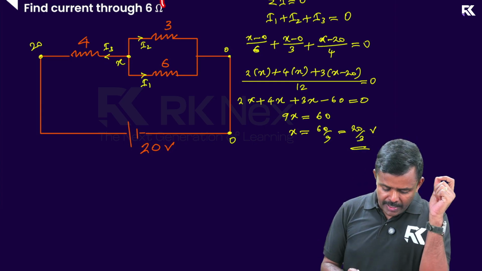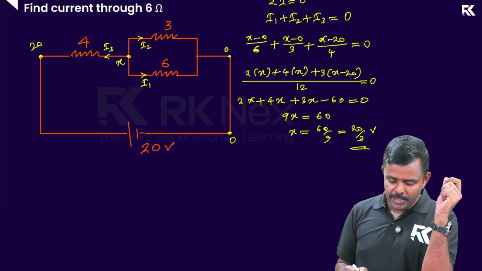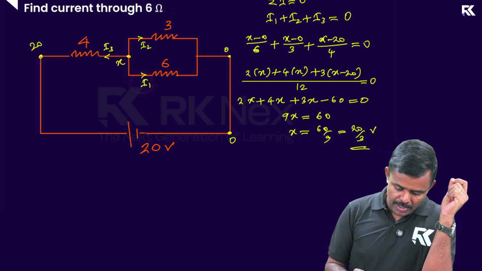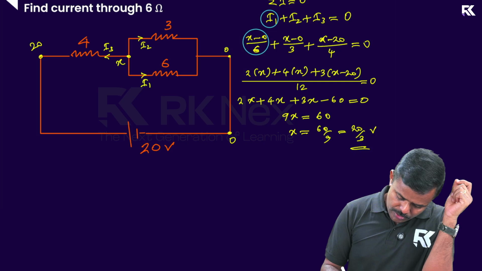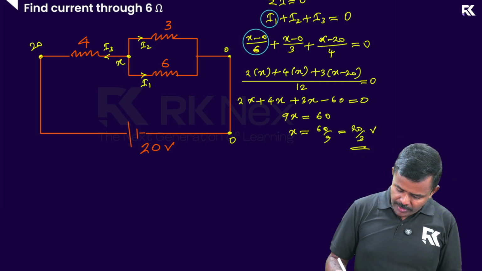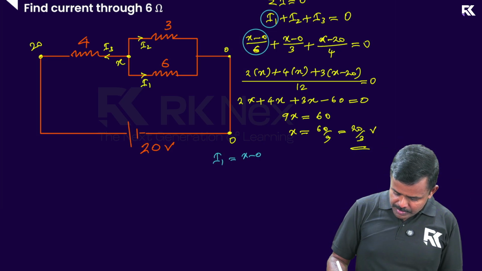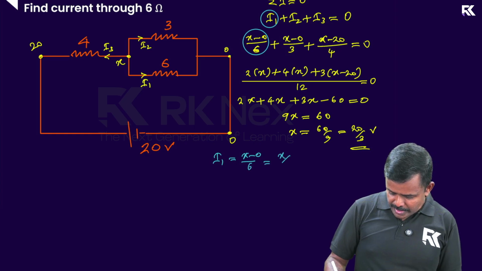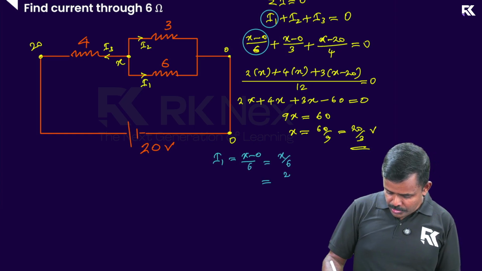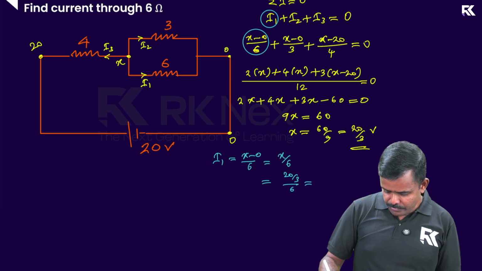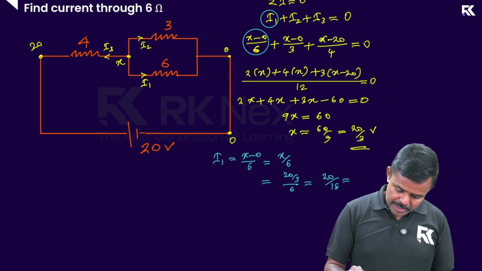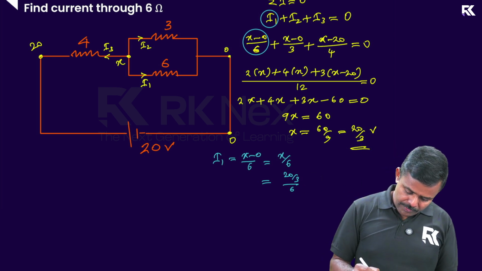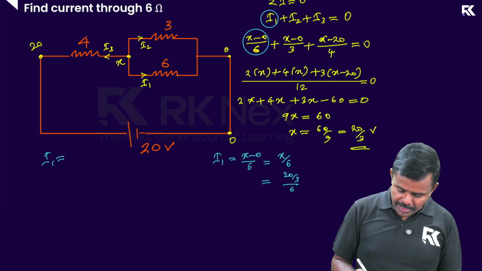Now it is easy to find the current through 6 ohm. Current through 6 ohm is what? I1. How to find I1 here? Look at this. This is I1, right? I1 is nothing but X minus 0 divided by 6. I1 can be written as X minus 0 by 6, that is X by 6, which is 20 by 3 by 6, which is 20 by 18.